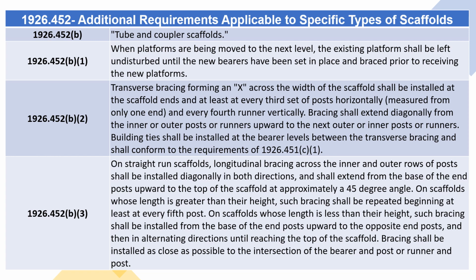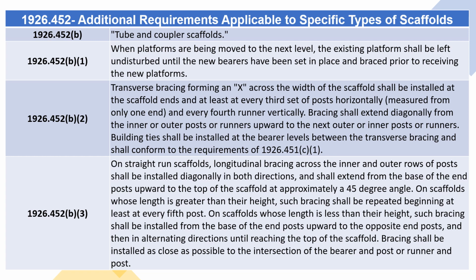1926.452 B2. Transverse bracing forming an X across the width of the scaffold shall be installed at the scaffold ends and at least at every third set of posts horizontally, measured from only one end, and every fourth runner vertically. Bracing shall extend diagonally from the inner or outer posts or runners upward to the next outer or inner posts or runners. Building ties shall be installed at the bearer levels between the transverse bracing and shall conform to the requirements of 1926.451 C1.